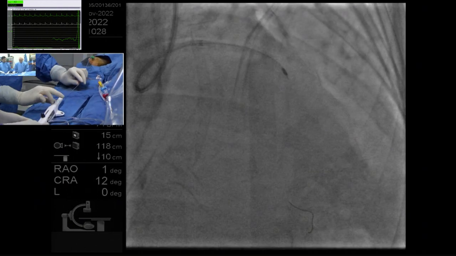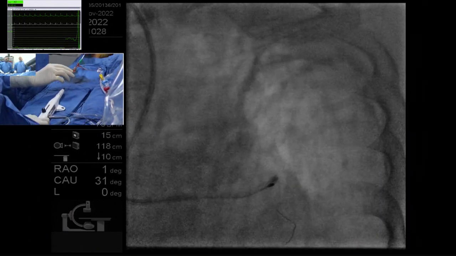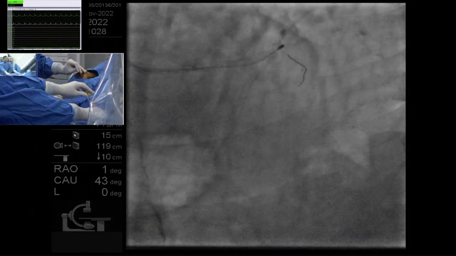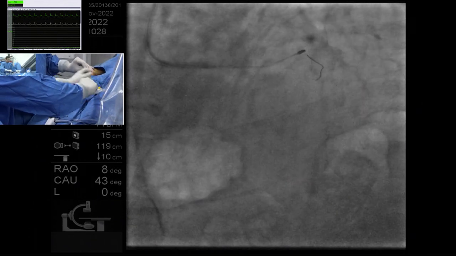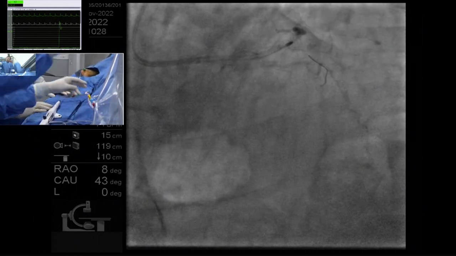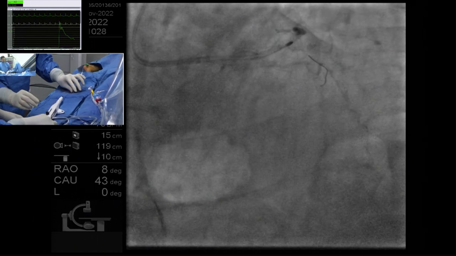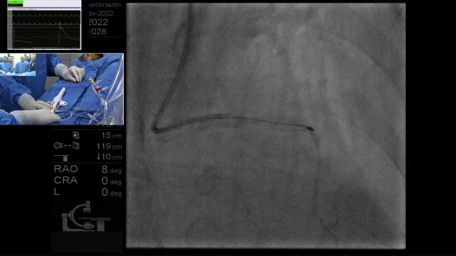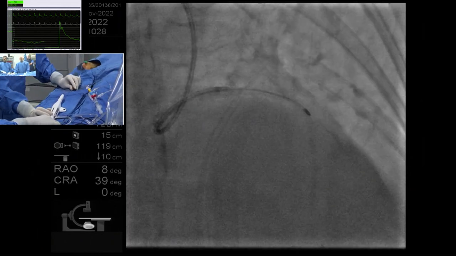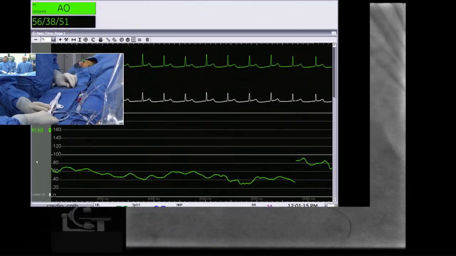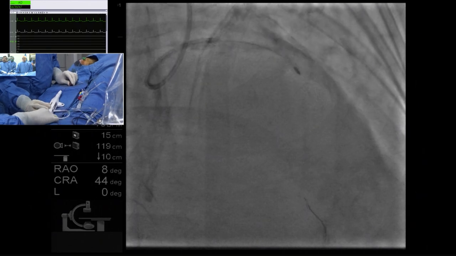I am always worried about the guide catheter position while I am doing rota scout. Is it okay? Yeah, just check it. All right. Go to epicranial quickly. You know there is some ST elevation there. Pachule.